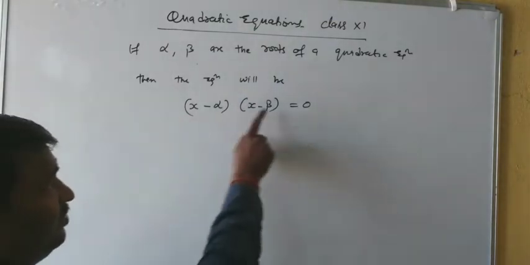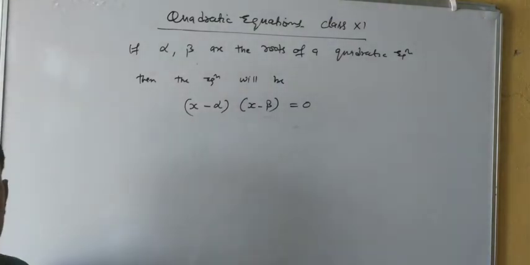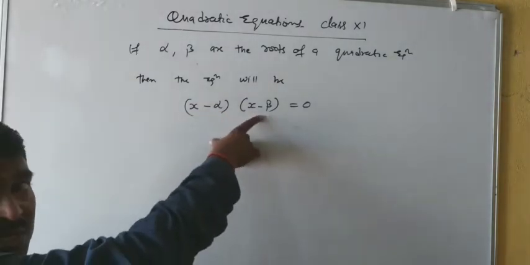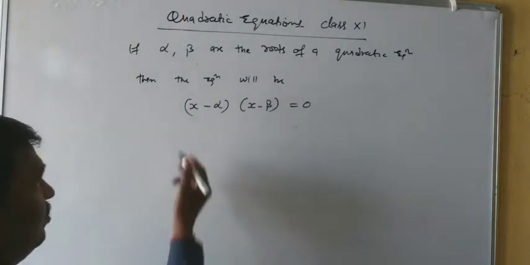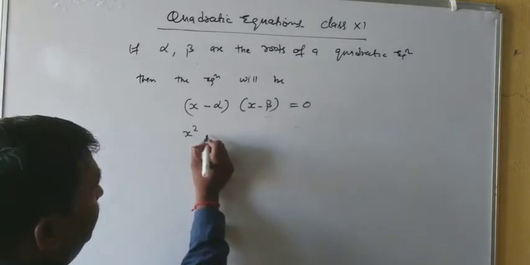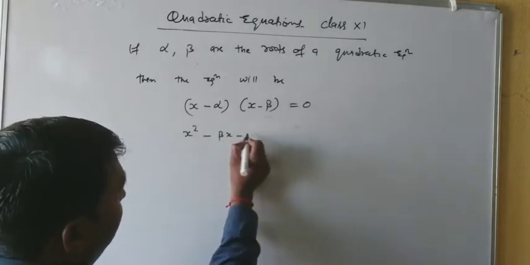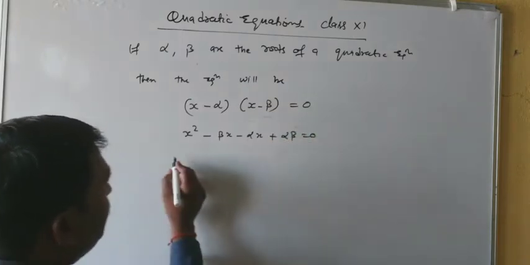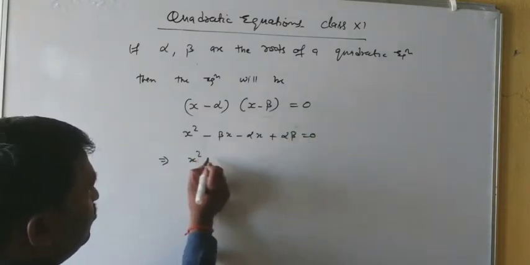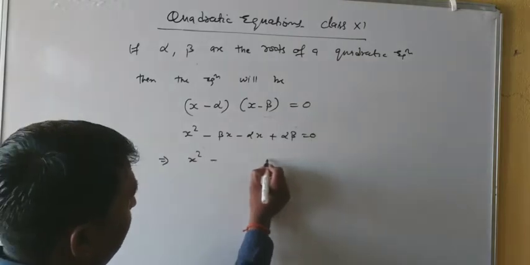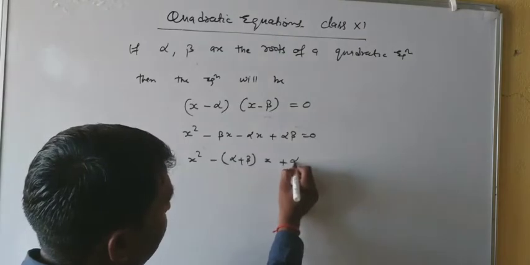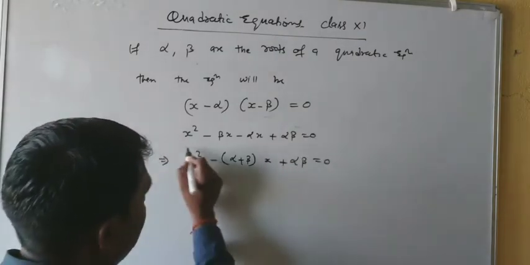So here alpha and beta are two roots. If you are given both of the roots, then x minus first root into x minus second root, find out. What will you get? x square minus beta x minus alpha x plus alpha beta is equal to 0. It implies x square minus x taking common, here you will get alpha plus beta, plus alpha into beta is equal to 0. This is your equation.